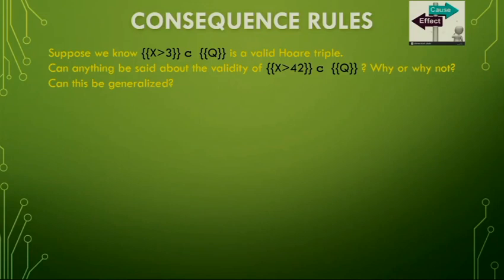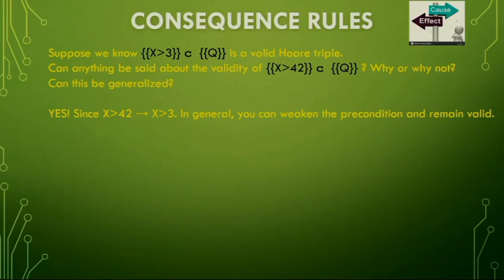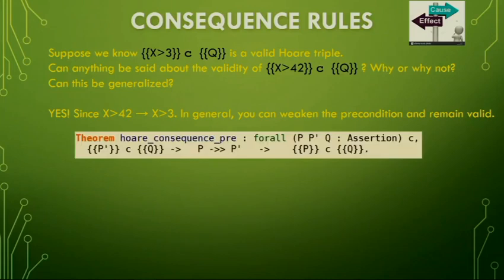Now, how can we generalize this idea? In general, we can take any precondition and weaken it, and it will still be a valid Hoare triple. So go ahead and click. Say you've got some code here, you're going to end with the state Q, and here you've got this P prime.